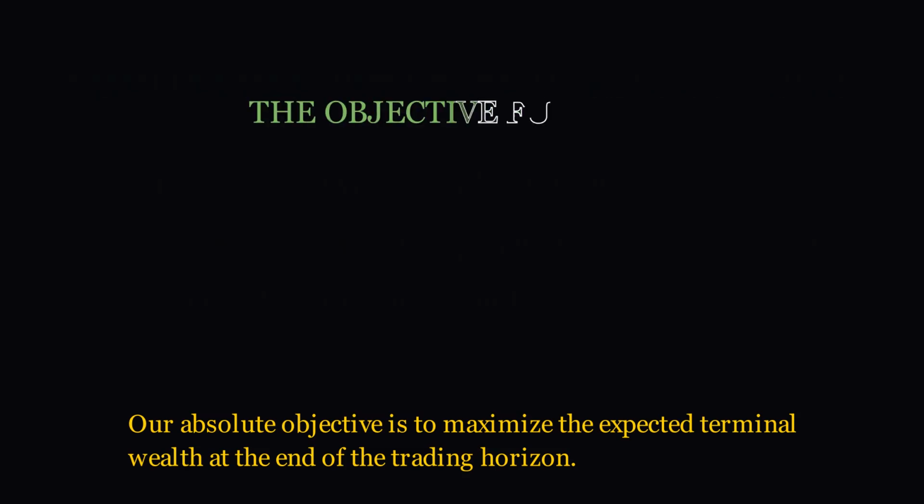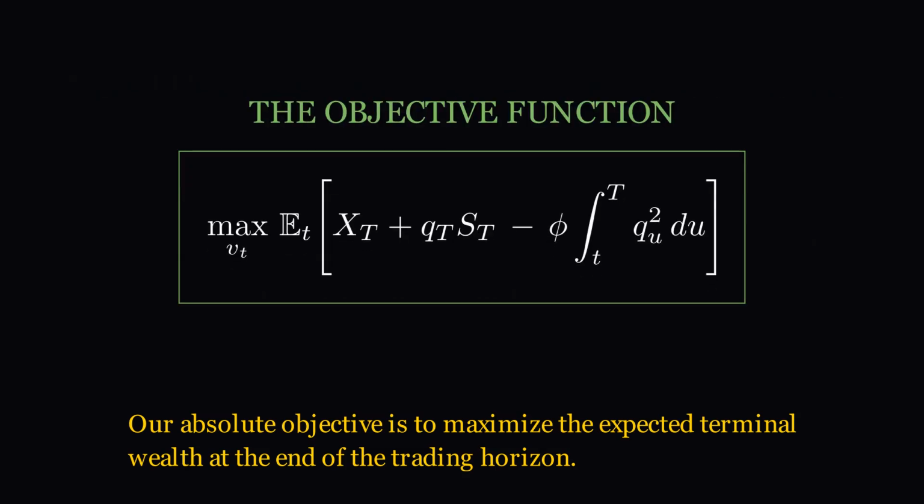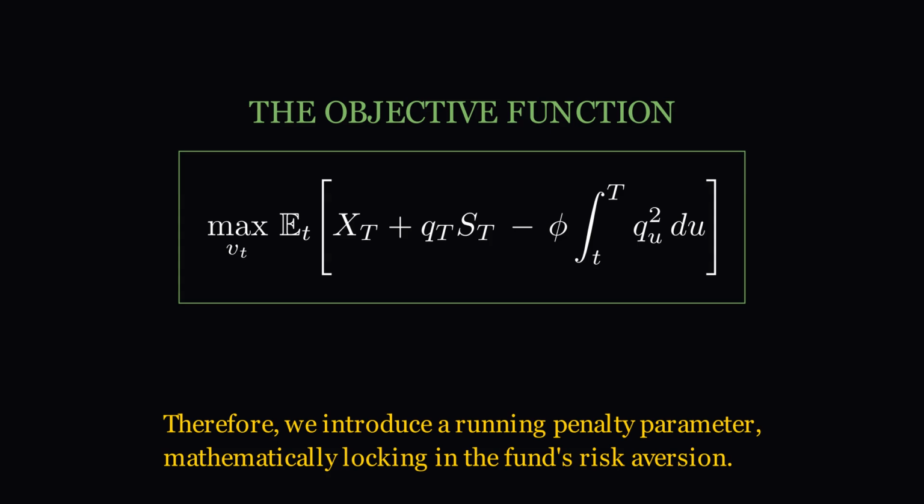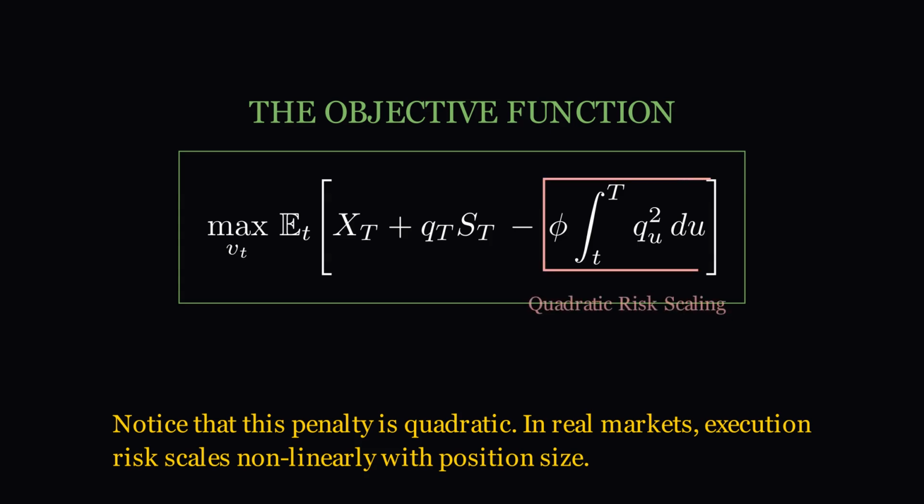Our absolute objective is to maximize the expected terminal wealth at the end of the trading horizon. But holding unliquidated inventory exposes the portfolio to severe adverse selection and variance risk. Therefore, we introduce a running penalty parameter, mathematically locking in the fund's risk aversion. Notice that this penalty is quadratic. In real markets, execution risk scales nonlinearly with position size.